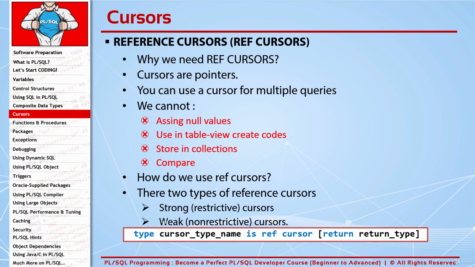So we simply write the type keyword, then our reference cursor type name, then the is ref cursor keywords, and then the return type if you want a strong or restrictive cursor. Then you declare the cursor variable. Actually, the return type has some different options, but it will be better to see them in the examples. Then we open our cursor for some query and fetch from it just like the way we know from the previous cursor fetches.